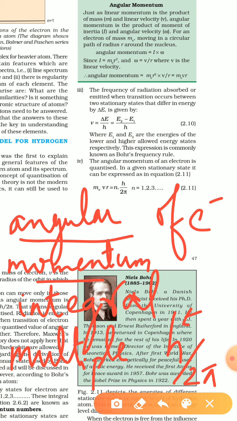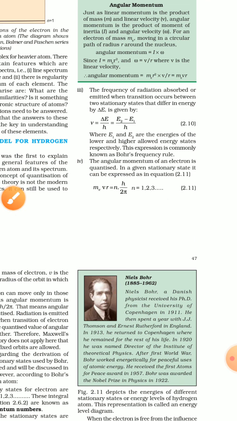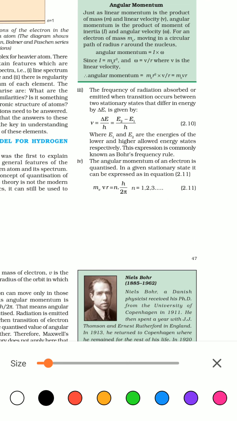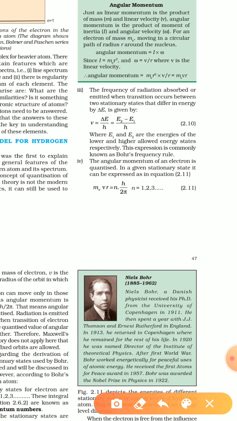Now what is angular momentum? What do you mean by integral multiple? That we will see. This is one of the most important things stated in Bohr's model: the angular momentum of an electron is an integral multiple of h by 2 pi. Now what is this concept? What do you mean by angular momentum? First we have to understand what momentum is.